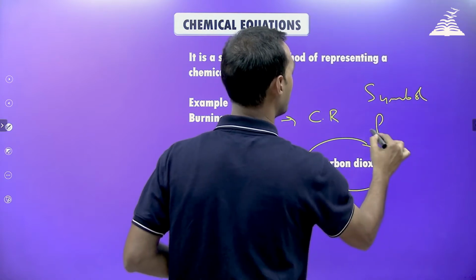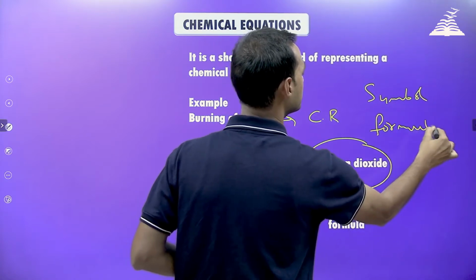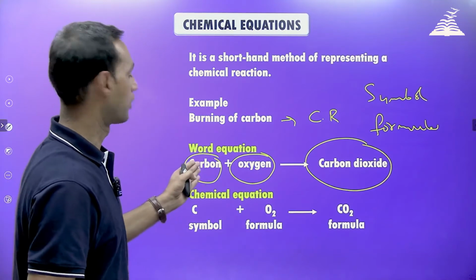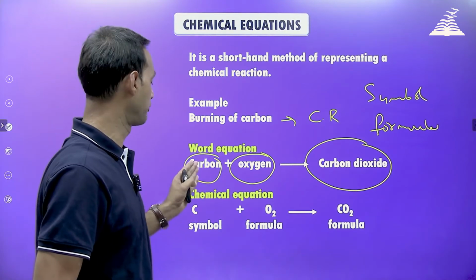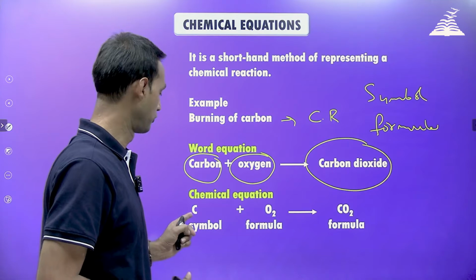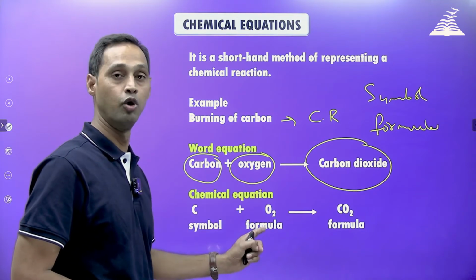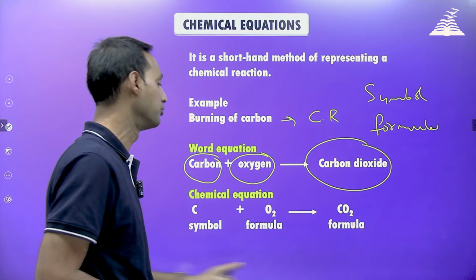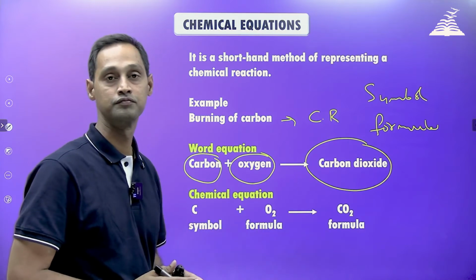Using symbol and formula of the substances involved in the reaction. So one of the substances involved in the reaction is carbon. We are writing the symbol. Oxygen, formula O2, we are writing. Carbon dioxide, formula we are writing CO2, so that we have a chemical equation with us.